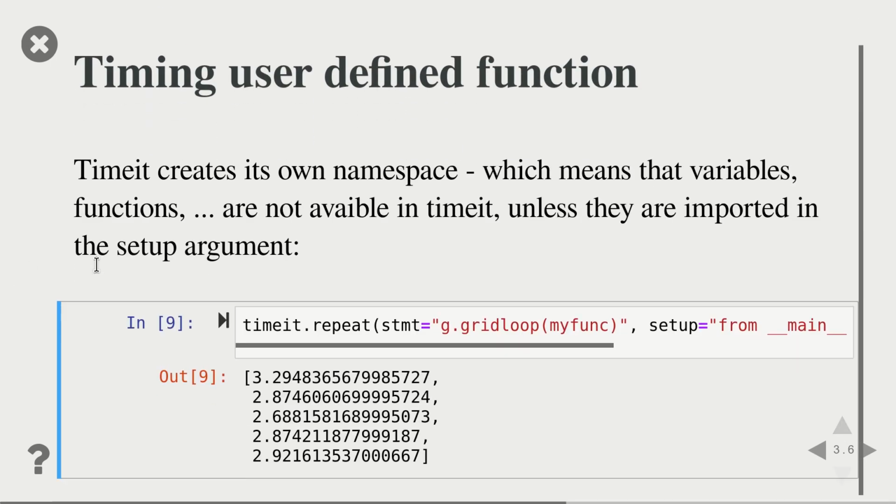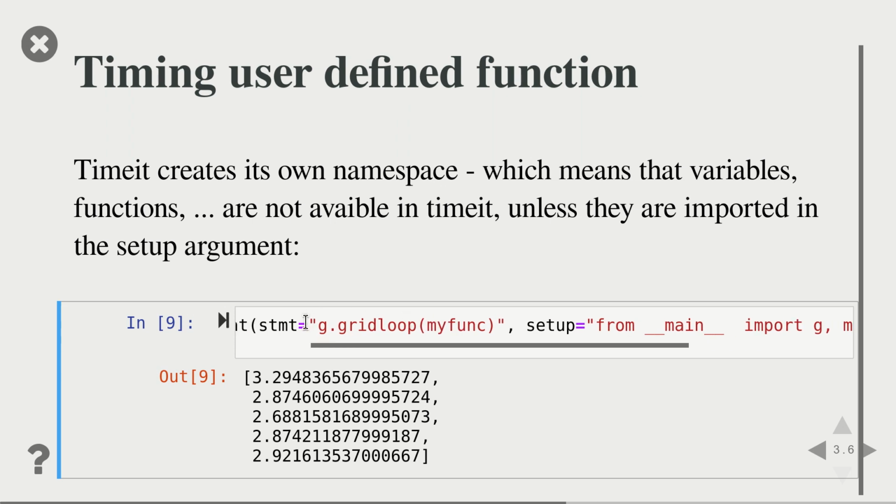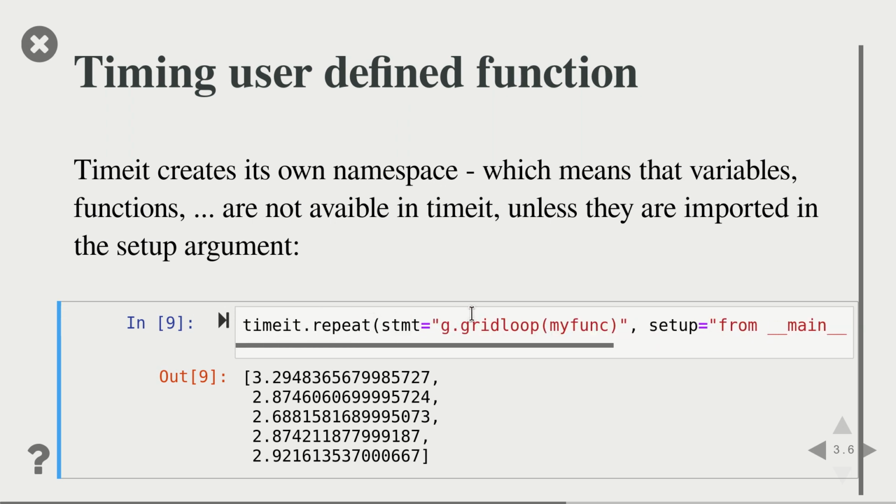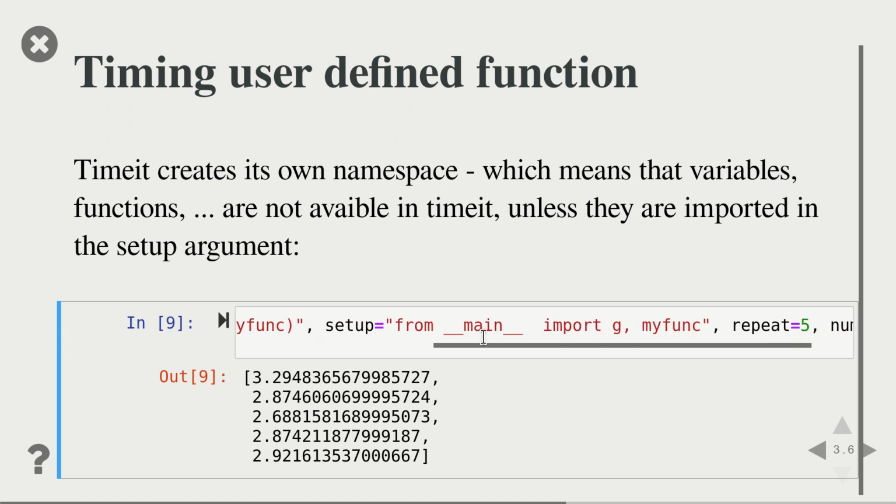This is a bit technical, but if you have your own function that you would like to time, for instance this g.quit_loop, the timeit module has its own namespace. So by default it will give you an error message saying I don't know what g.quit_loop is. Then what you need to do is import the quit loop in the setup routine. So your setup routine would look something like this: from main import g, myfunc. And main in this case represents the main program. But otherwise it works the same way.